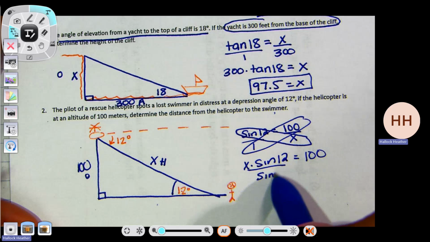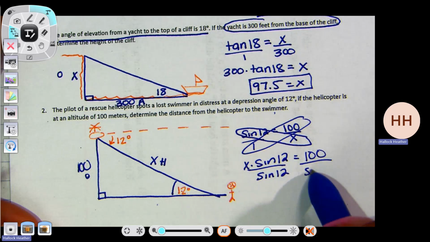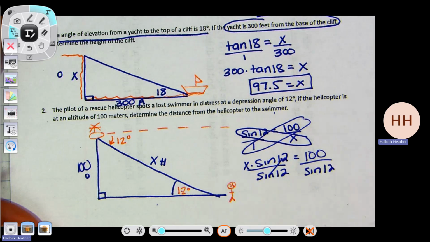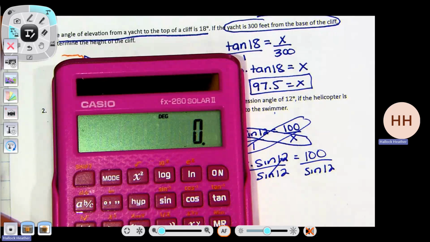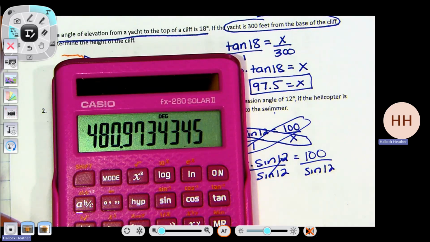So you're taking 100 in your calculator and you're dividing by 12 sine. And then whenever you round, so 100 divided by 12 sine, and you press equals, this is 480.97. The 7 is going to make the 9 go up to a 10. The 10 is going to make it go up to a 1.